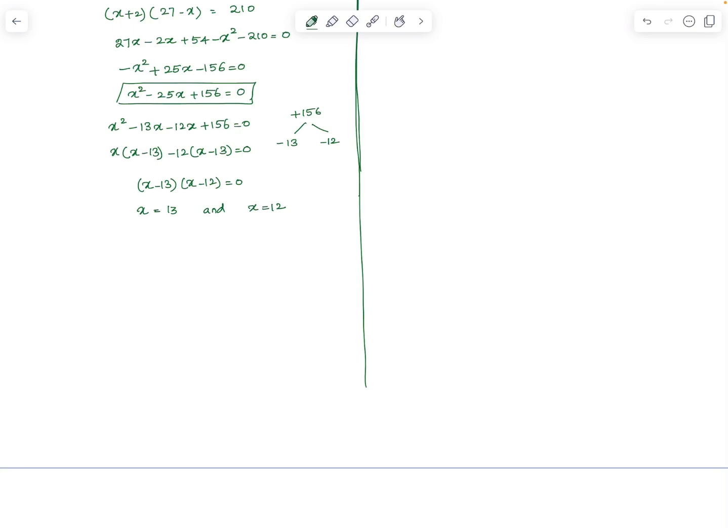For x equal to 13, we get y as 30 minus 13, which is 17. And for x equal to 12, we get y as 30 minus 12, which is equal to 18. The possible sets of marks are 13, 17 and 12, 18.